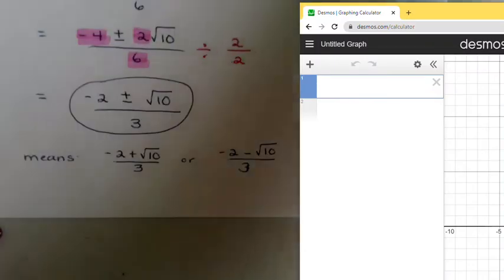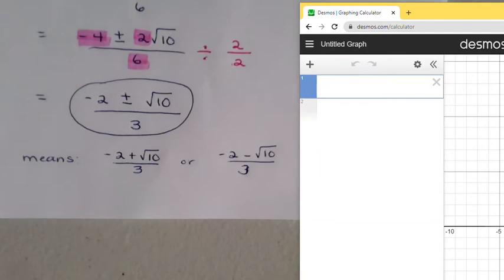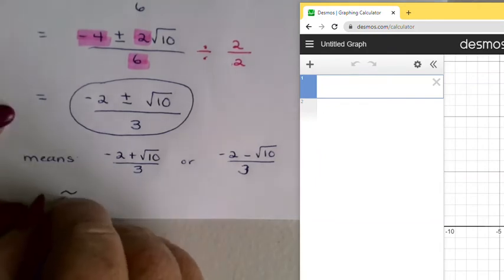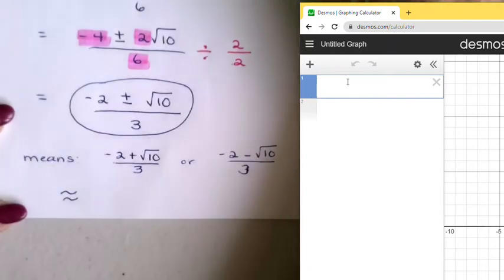Sorry, I didn't have my Desmos popped up here, and I wanted to make sure I did that so I could just show you real quick. You can also put this information into some sort of a graphing calculator, including Desmos. If you want decimal approximations for your answer, you'll just type them in really just the way that they look.